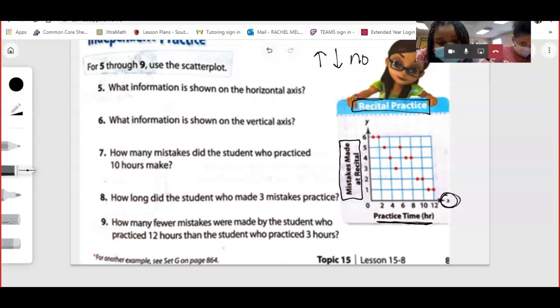I think it's decreasing. Why do you think it's decreasing, Rio? Because it's going down. Like some of the dots, instead of going up to the 6.